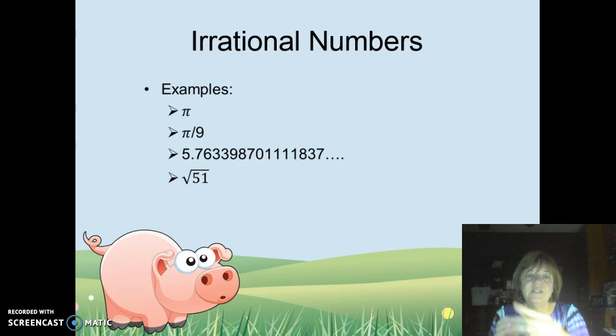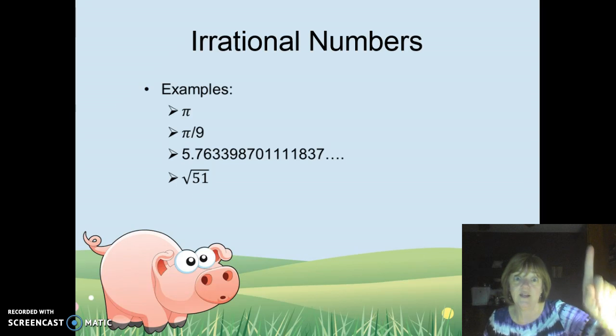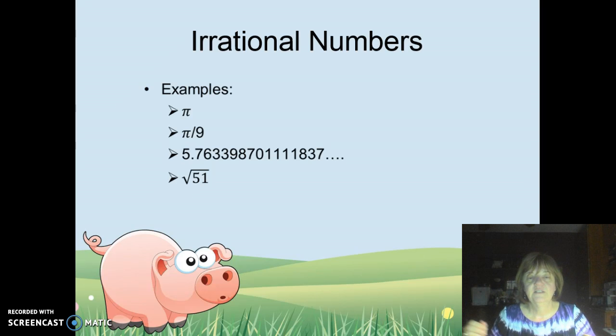Okay, notice that third one: 5.76339870111. We think we're going to get a repeat there, but no, it goes into 837, and that's plenty far enough to know that number does not repeat. It's going on forever. It doesn't have an end. That's what the dots mean, right?